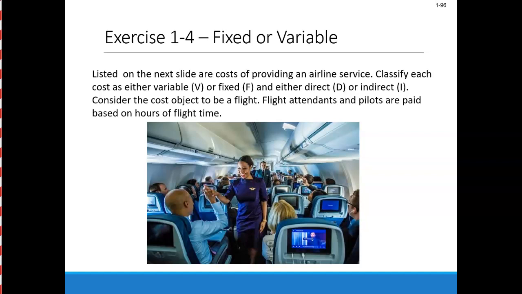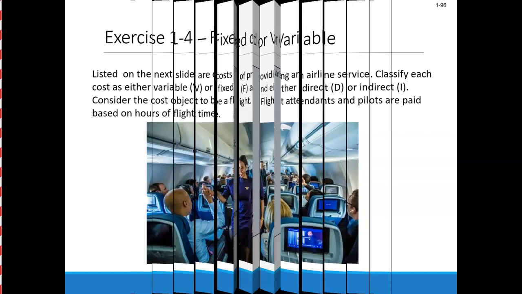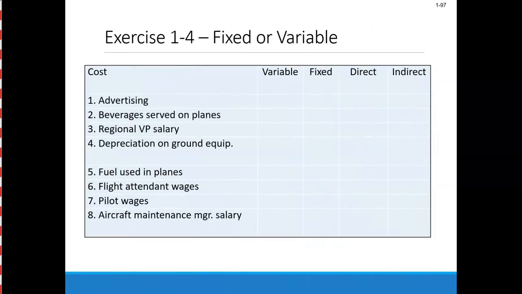Consider the cost object to be the flight, taking off and landing. That's our object. Flight attendants and pilots are paid based on the hours of flight time. So, advertising. Is advertising based on that flight? A fixed cost, a variable cost, direct or indirect? Advertising, no matter what, they pay per whatever. Advertisement, radio. But it's an indirect. When we think of that flight, isn't that an indirect cost?